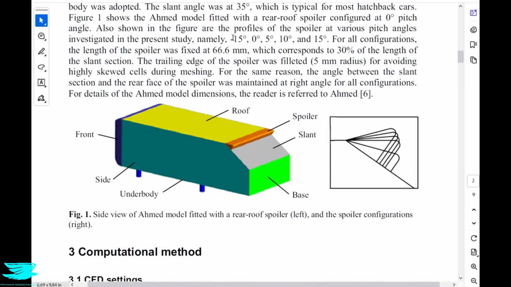They say at the top of this paragraph that they have it at 66.6 millimeters in length, and then they tested it from minus 15 degrees to 0 to 5 to 10 and then finally 15 degrees. And in this outline on the right here, you can see that minus 15 degrees is the configuration where the spoiler is actually very low. It's sloped down, it's the lowest one here. And that's quite common to see these days, this particular setup. Then they looked at other configs ranging from level to poking up at 15 degrees.